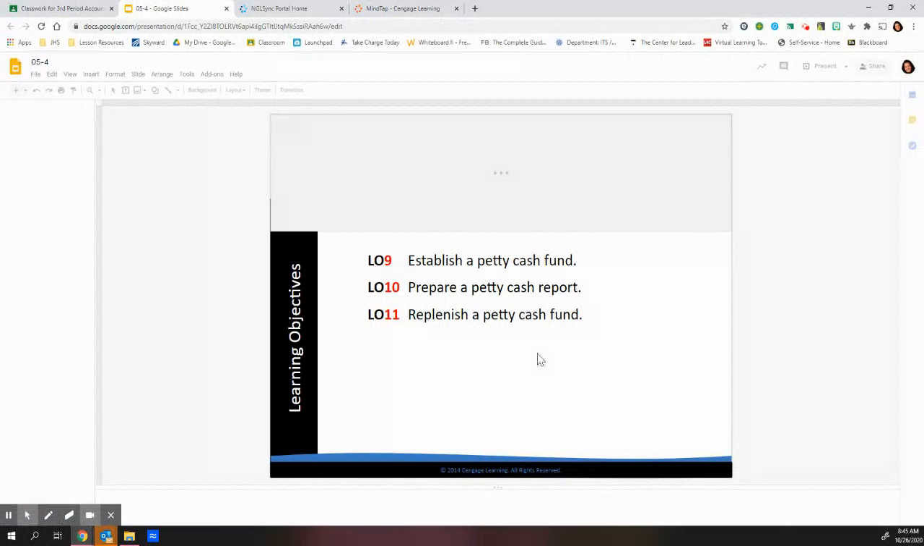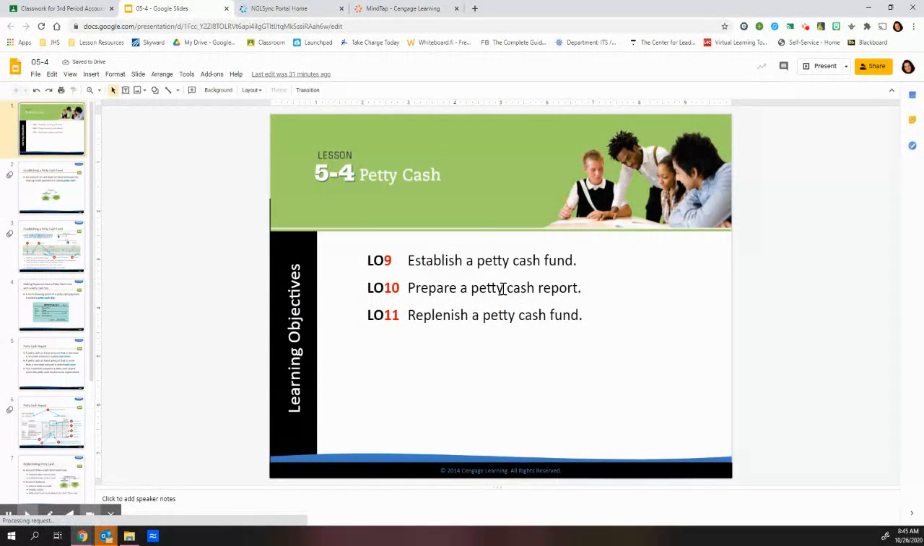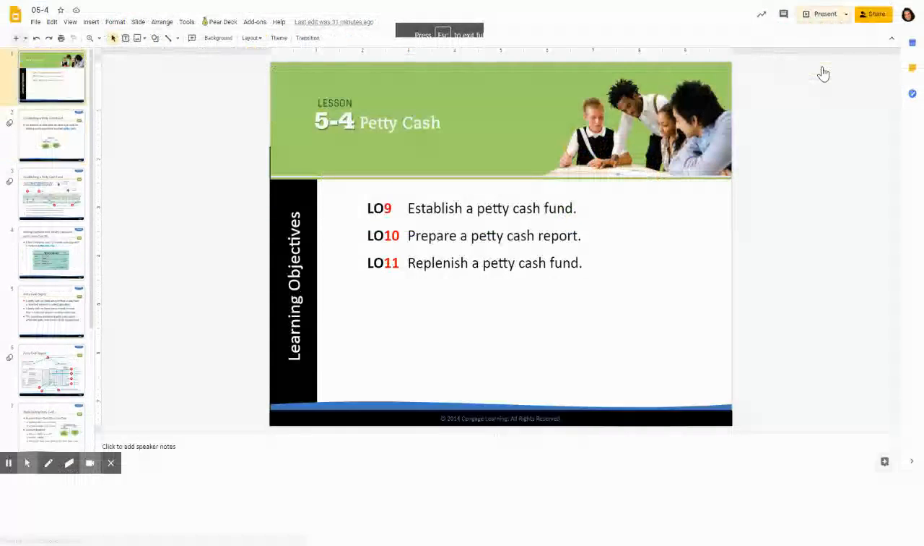Today we're going to talk about 5-4, or Chapter 5, Section 4. In this one we are doing petty cash, and what petty cash is, it is a cash fund that we use to make small purchases basically.